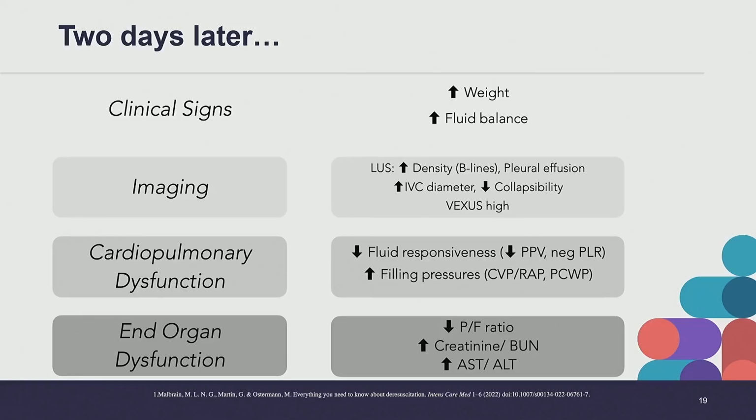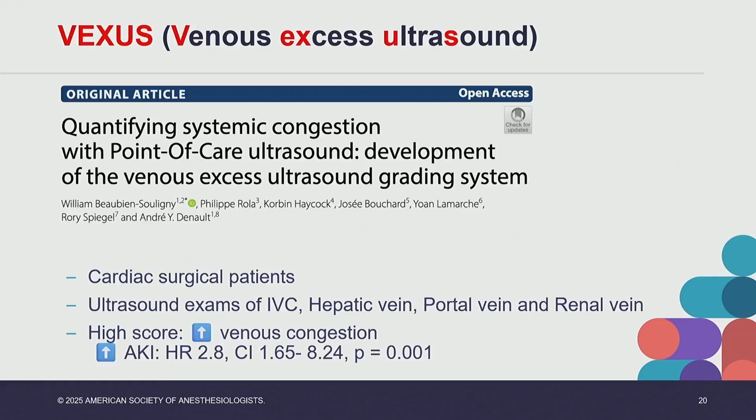And I recognize that most anesthesiologists don't get to this stage if you're not in the ICU, but occasionally we take these patients to the OR for other reasons. And so I think knowing about this in theory is helpful. And this is where the VEXUS score comes into play. And this is a relatively novel area of point-of-care ultrasound that we're starting to see in critical care.